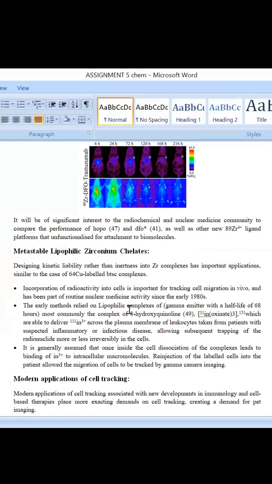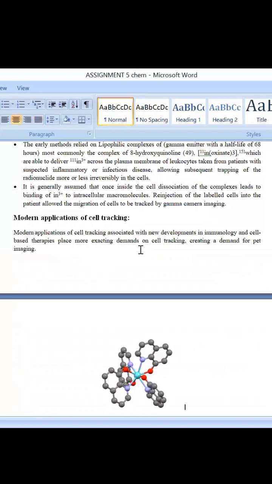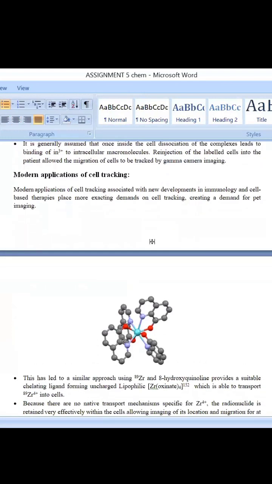The early method relied on lipophilic complexes of a gamma emitter with a half-life of 68 hours, most commonly indium-111, as the complex of 8-hydroxyquinoline, which is able to deliver indium-111 across the plasma membrane of leukocytes taken from patients with suspected inflammatory or infectious diseases, allowing subsequent trapping of the radionuclide more or less irreversibly in the cells. Modern applications of cell tracking, associated with new developments in immunology and cell-based therapies, place more exciting demands on cell tracking, creating a demand for PET imaging.